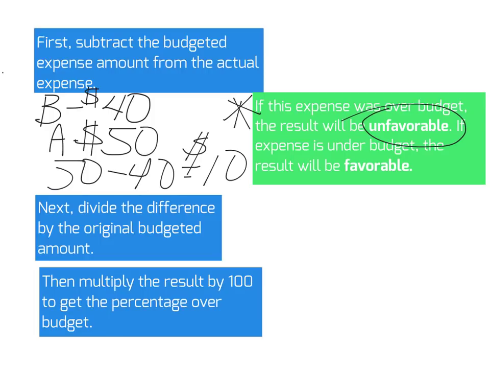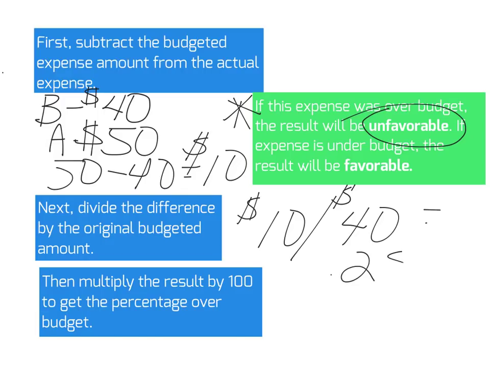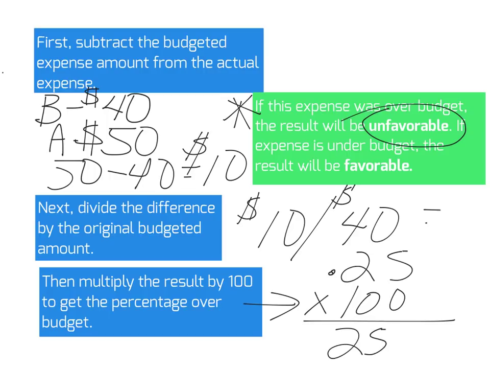The next step is to divide the difference by the original budgeted amount. So our difference is $10. Our budgeted amount is $40, which gives us 0.25. In order to find the percent variance, we need to multiply by 100 to give us 25% unfavorable variance.